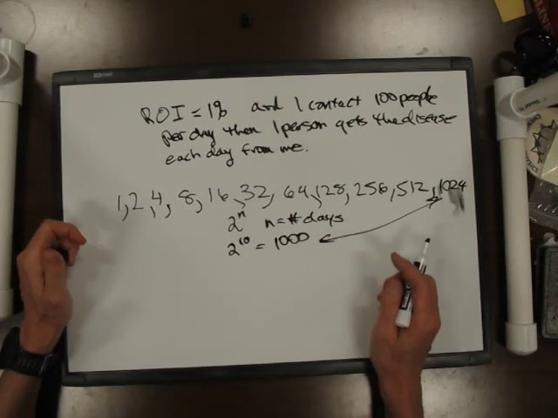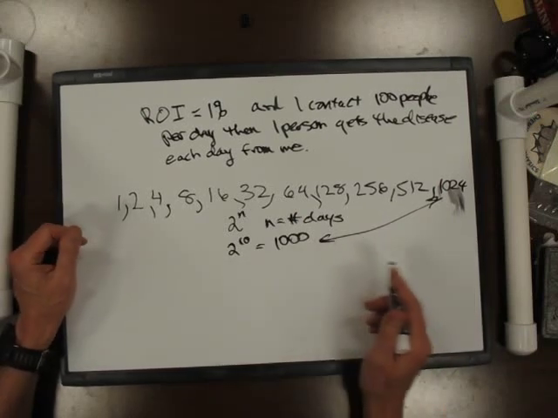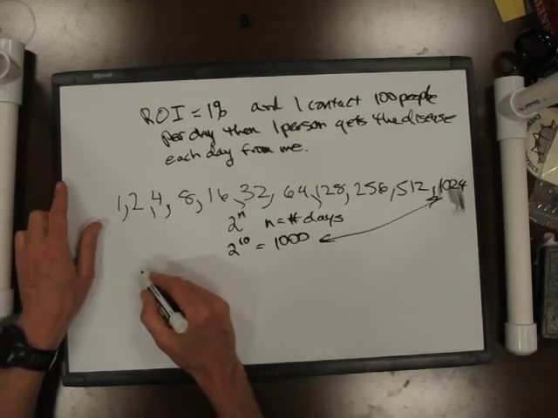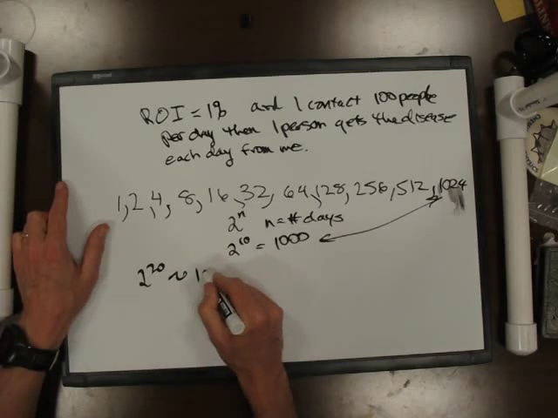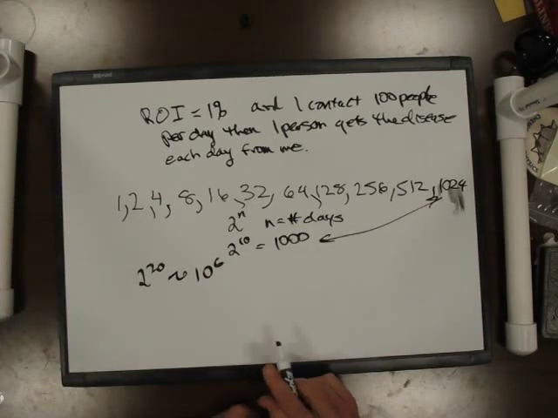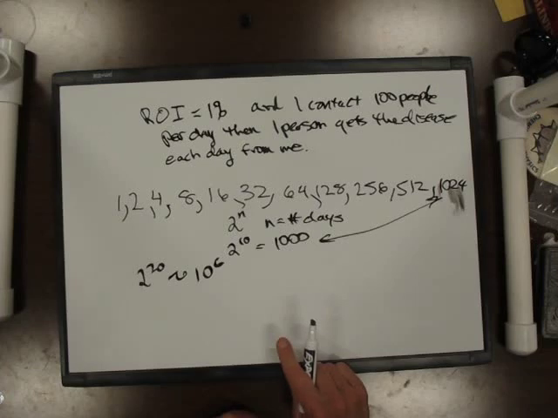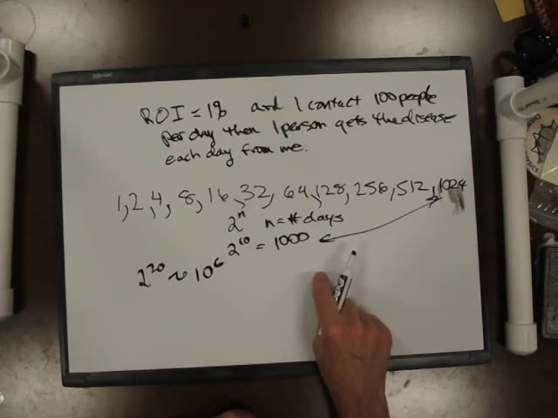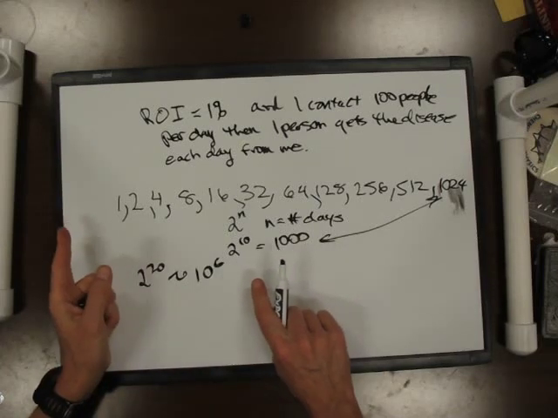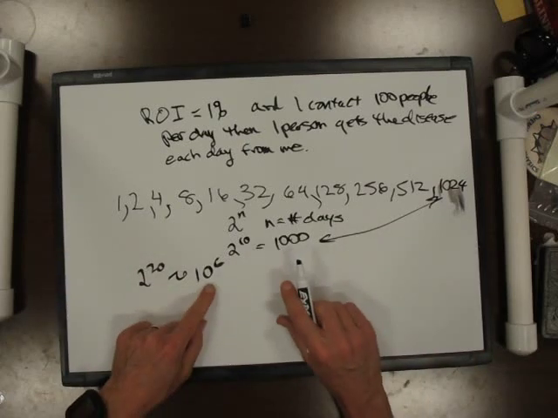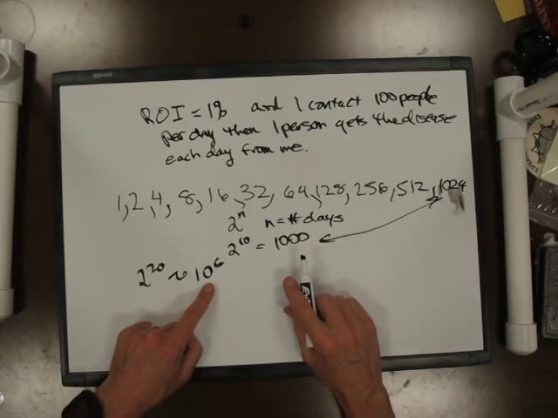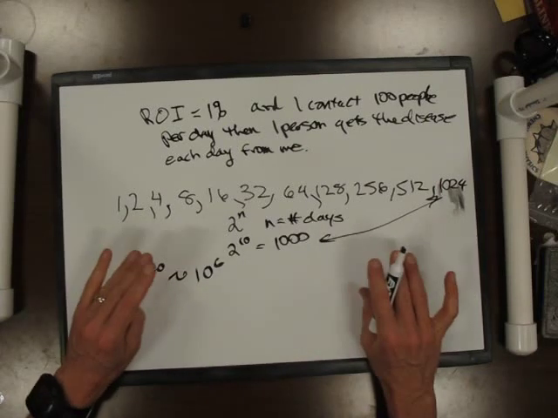And so we could continue this, and you can if you want on your own. If I go to 20 days, 2 to the 20th is approximately 1 million. Okay, and so I've now in 20 days, assuming everybody has the same level of contagion and the same number of contacts, in 3 weeks I've spread the disease to 1 million people. There's all kinds of things wrong with this.